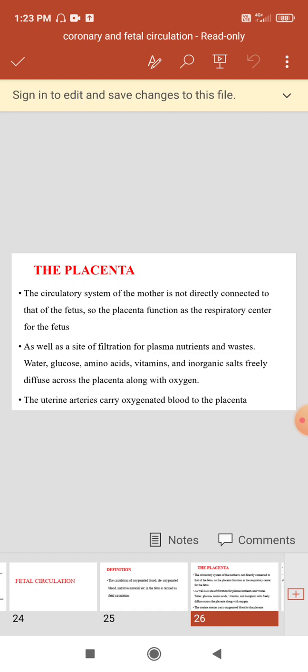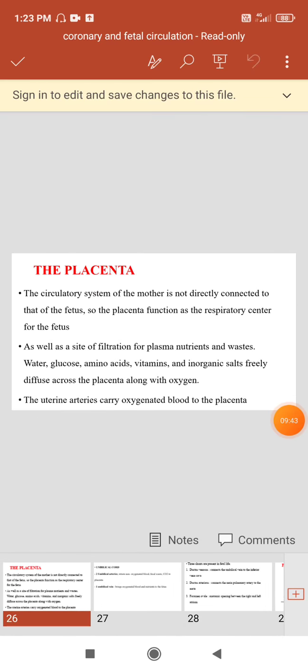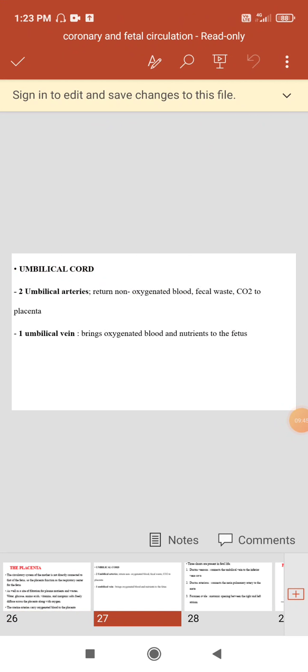The uterine arteries carry oxygenated blood to the placenta. About the umbilical cord, we have 2 umbilical arteries and 1 umbilical vein. The 2 umbilical arteries return non-oxygenated blood, that is fetal waste or CO2, to the placenta, and 1 umbilical vein brings oxygenated blood and nutrients to the fetus.